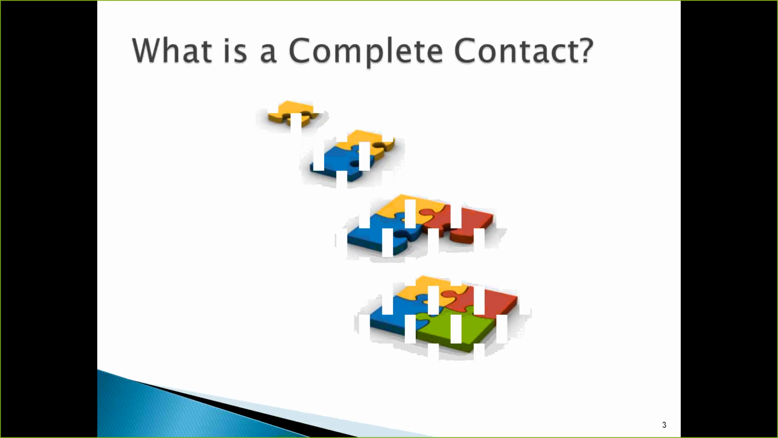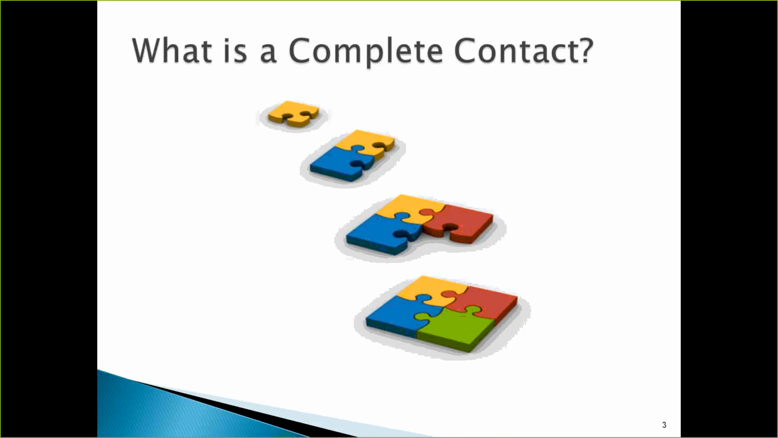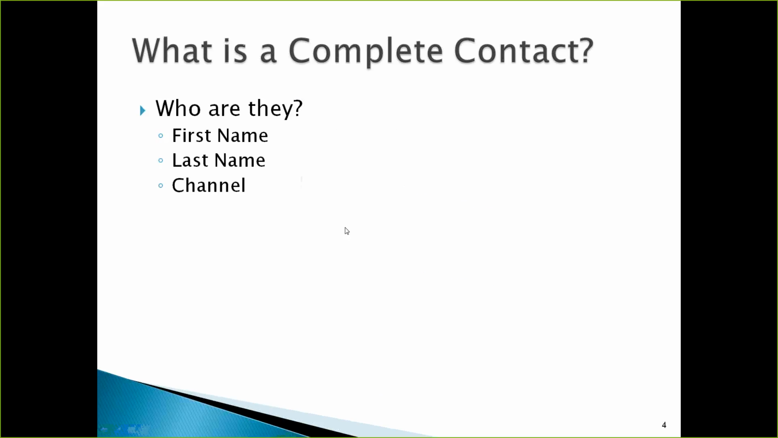All right, what is a complete contact? Basically, what we're looking for are the most basic pieces of information we need to know about a contact. The first three basic pieces of information are very simple. We're looking for name, and we're looking for channel. So who are they, and what type of firm do they work for? The information in the channel field is actually spoken to by the firm. So depending on the type of firm that you add the contact to will determine what fills in the channel field. You'll see what I mean a little bit later on.